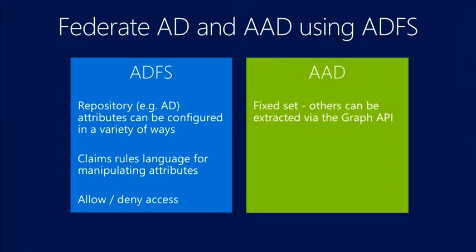In Azure Active Directory, like I've just showed you, there's a fixed set. If that set isn't enough for you, and in 99% of the cases it's not going to be, you need to use the Graph API to go and get the rest of the attributes. It doesn't have a claims rule language, so you can't do that. And it doesn't act as any kind of access manager.